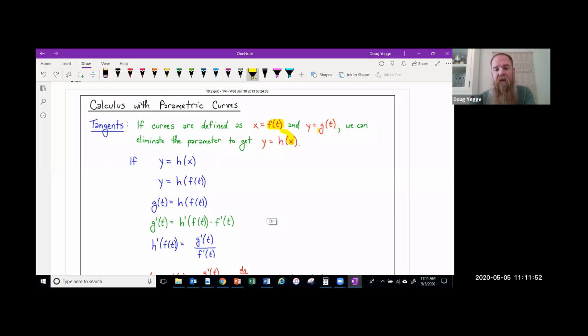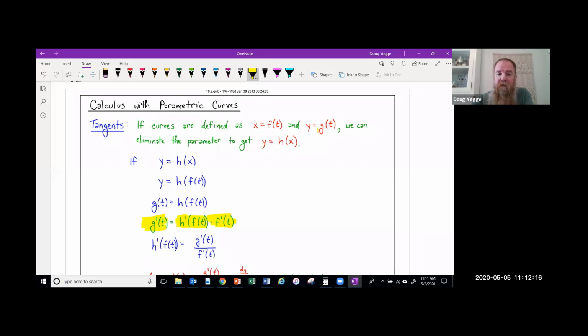Now, our whole purpose of this is to be able to find a derivative. So why don't we go ahead and do implicit differentiation here? So we have g of t has a derivative of g prime. h of f of t has a derivative of h prime of f of t times the derivative of f of t, which is helpful because notice that that's the chain rule.